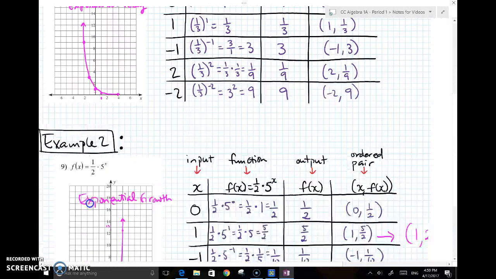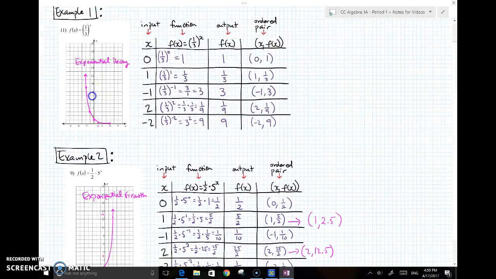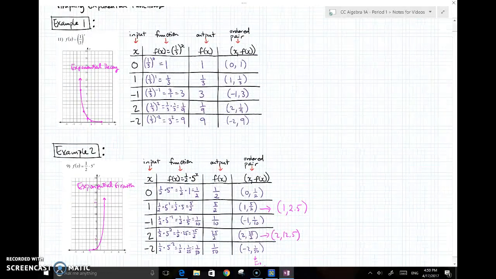So I hope these 2 examples helped you out. Making tables requires patience because you're dealing with exponents here, and you have to be careful not to muddle up the laws of exponents when you're dealing with those negative inputs. Be careful with that.